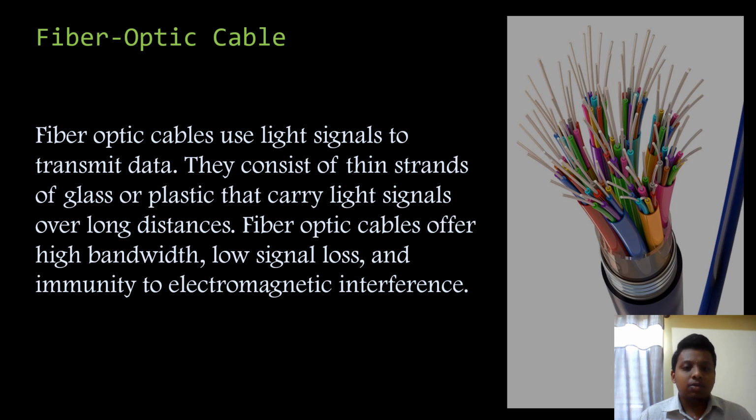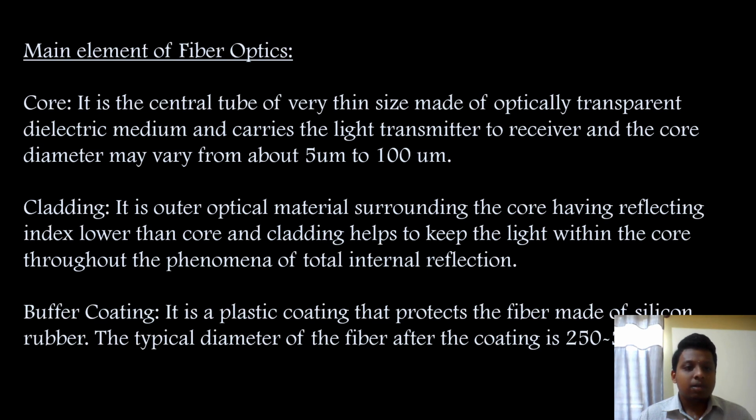Now let us look into the optical fiber cables. Fiber optic cables use light signals to transmit data. They consist of thin strands of glass or plastic that carry light signals over a long distance. Fiber optic cables offer high bandwidth, low signal loss, and are immune to electromagnetic interference. Let us look deeply into the optic fiber. The main elements of fiber optics are the core, cladding, and buffer coating.